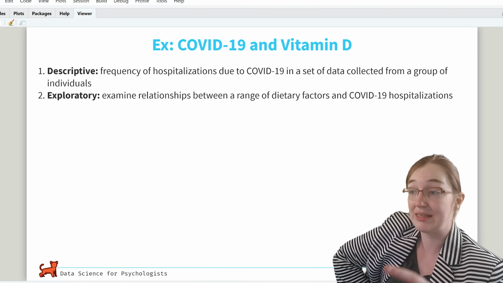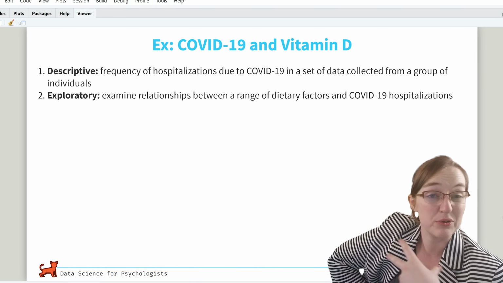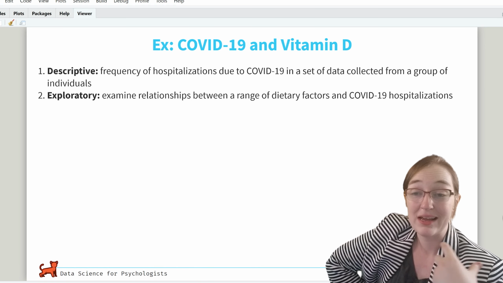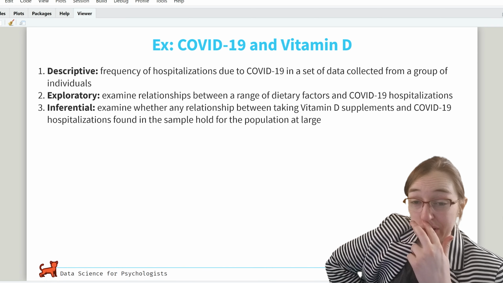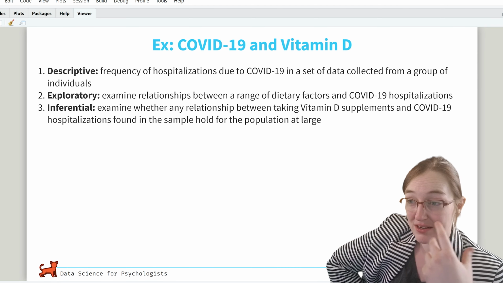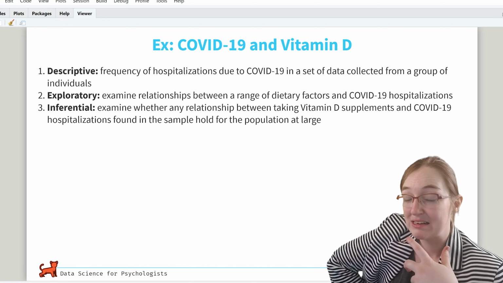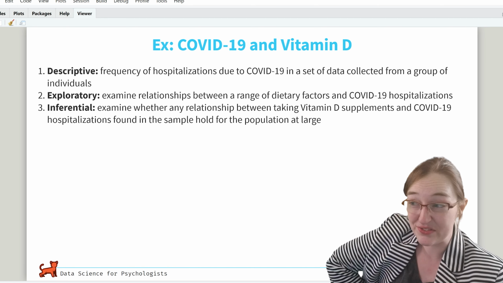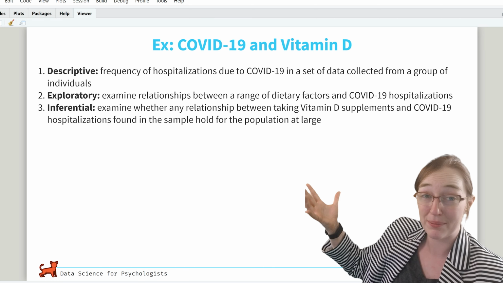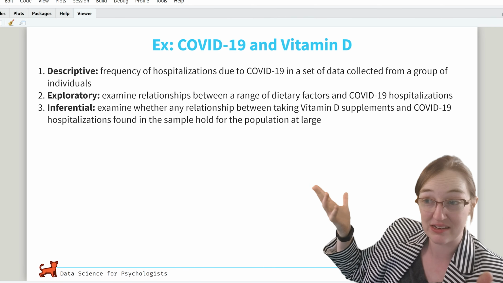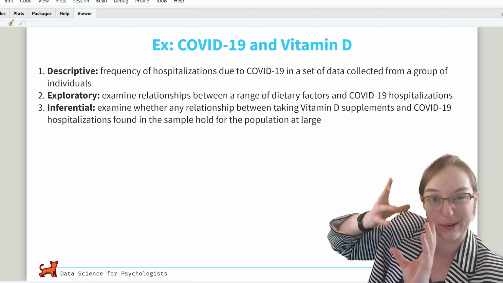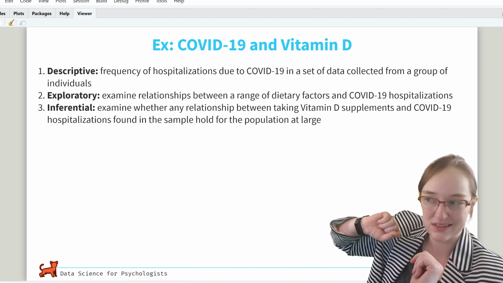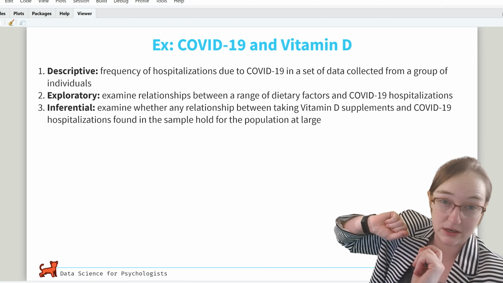Exploratory could be examining relationships between a range of dietary factors and COVID hospitalizations. Inferential. So at this stage, we are examining whether any relationship between those variables occurs in something that is closer to representative and is not just exclusive to our weird wonky data set. This is a way to avoid overfitting.